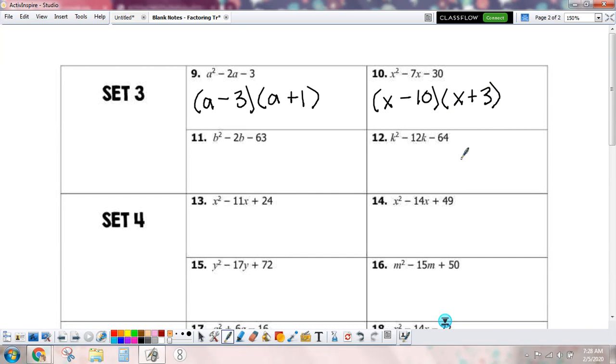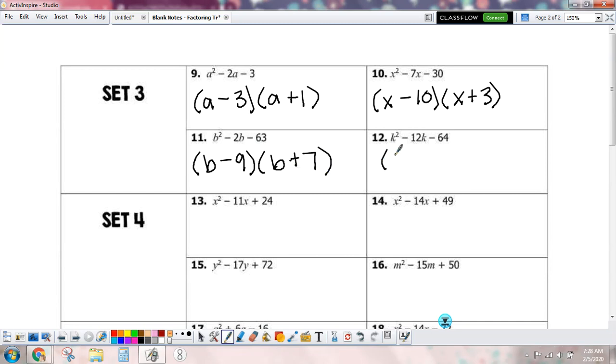And for number 11, to get 63, it's 9 times 7. And I know if you use a negative 9 and a positive 7, you can get a negative 2. So we have b minus 9 and b plus 7.